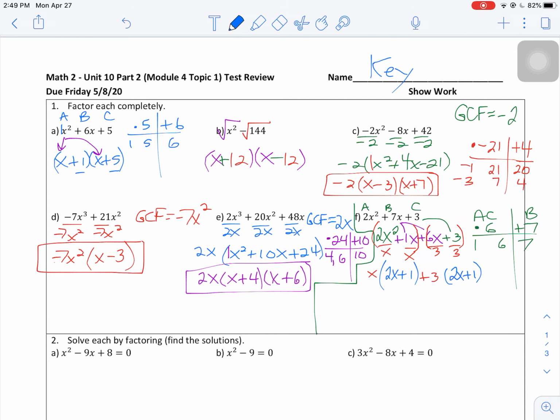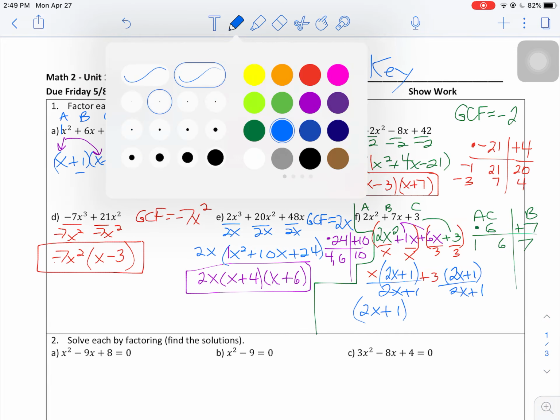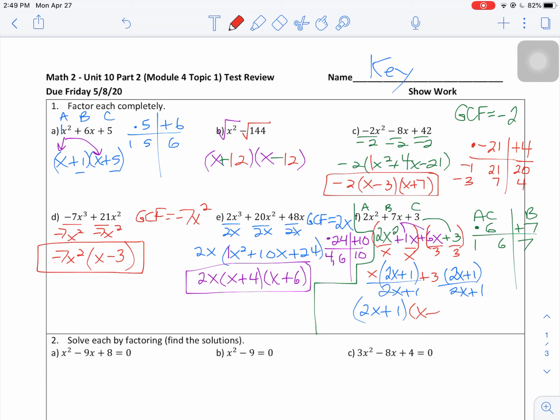Now that those blue 2x plus 1s match, you divide the 2x plus 1 out in the front as a greatest common factor. Let me make that a little less messy there. So 2x plus 1 out in the front in parentheses. And then you have the red x plus 3 as your leftovers in the back. And then that is your answer.